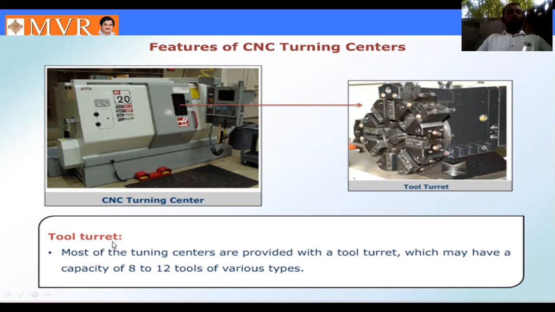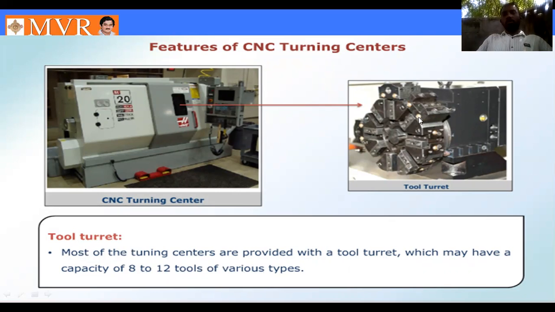See here, tool turret. Tool turret is nothing but the tool holder. Most of the turning centers are provided with a tool turret, which may have a capacity of 8 to 12 tools of various types. How many types of tools do we have in the tool turret? 8 to 12 various types. The capacity is 8 to 12 only.